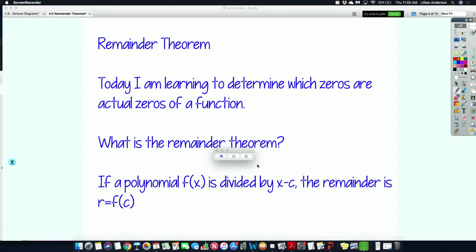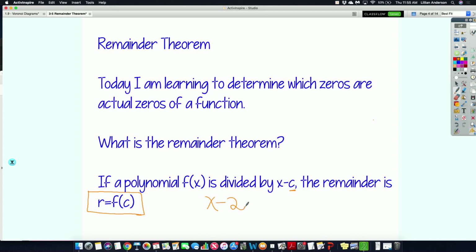What is remainder theorem? If a polynomial f of x is divided by x minus c, the remainder is r equals f of c. Now this might look a little bit weird. You're like, okay, what all does this mean? Remember, c comes from this: x minus c. C can be any type of number, such as x minus 2. Okay? We've seen that. That's like a factor. You know, so that if we set it equal to 0, x equals what? 2. 2 would represent a 0. Okay? 2 is that c that you would put here.